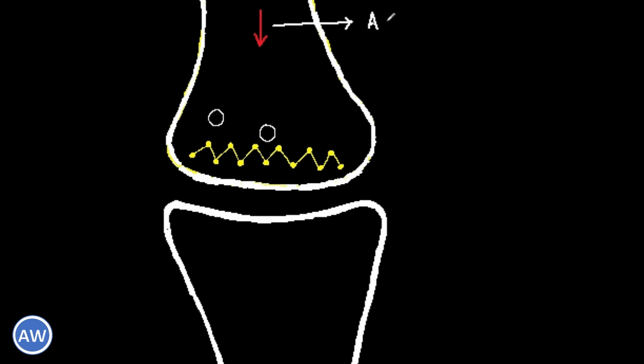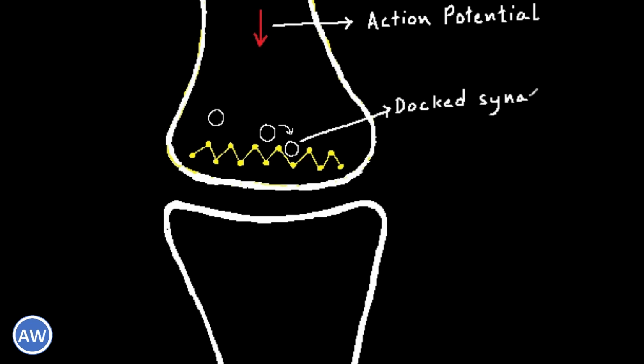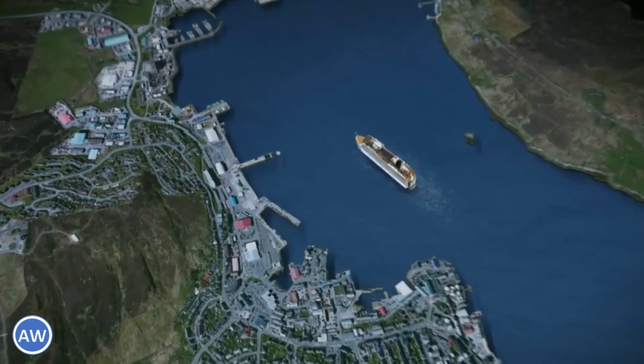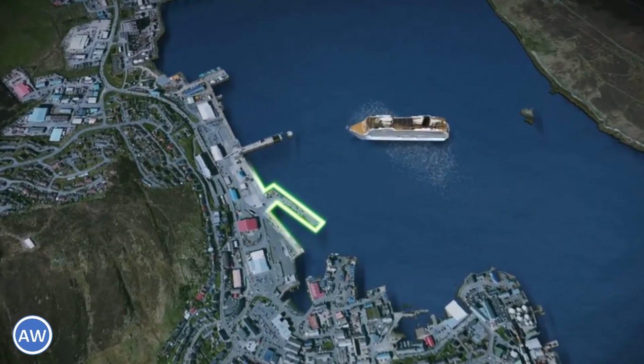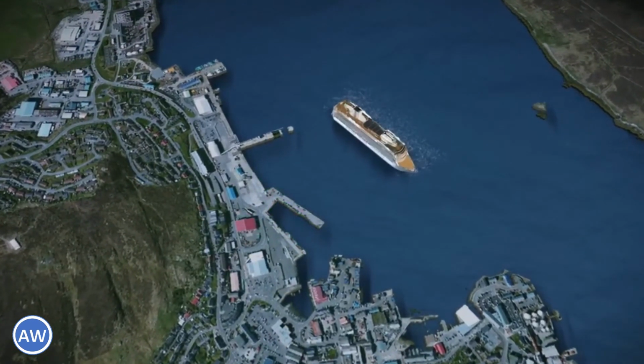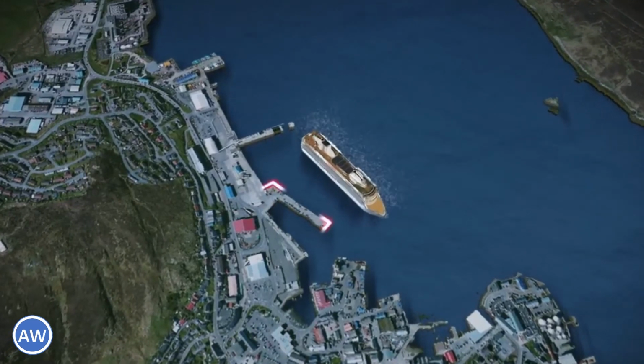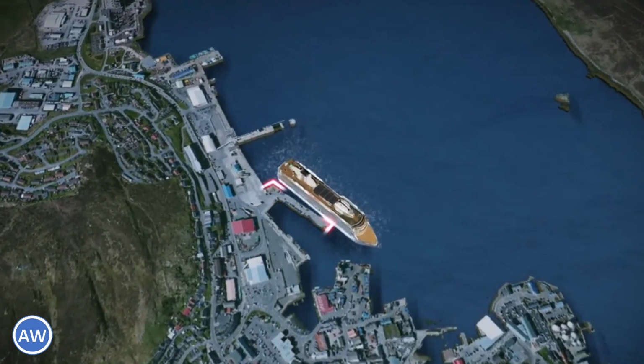When an action potential arrives at the axon terminal, some synaptic vesicles are bound or docked to the docking complex. Thus, they are ready to fuse with the presynaptic membrane, open into the synaptic cleft, and release their messenger molecules. A mechanism very similar to loading and unloading of goods after a ship is docked in a docking area of a port.